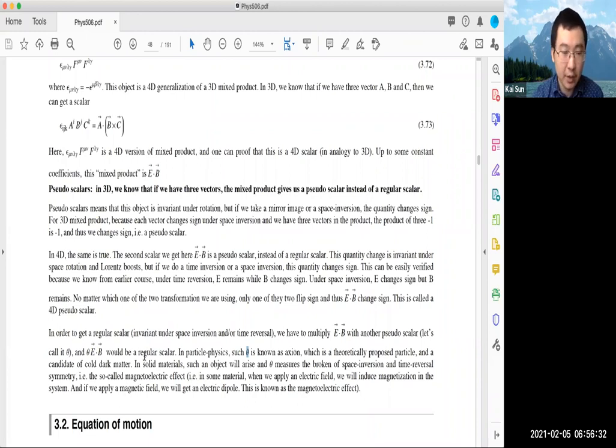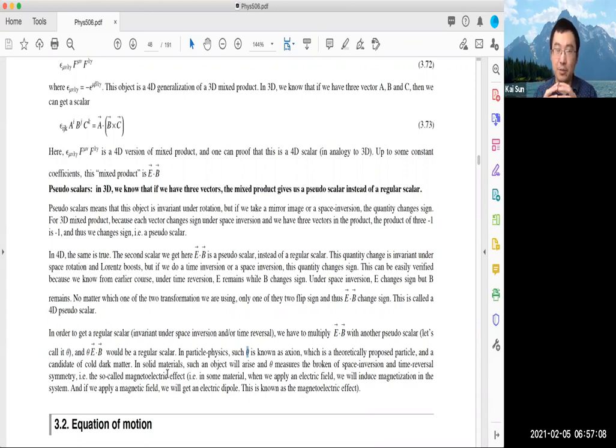And in condensed matter physics, this object theta measures how strongly the system breaks the time reversal and the space inversion symmetry in my material, and it gives the so-called magnetoelectric effect. Magnetoelectric effect means that in some materials, if I apply an electric field, it will generate magnetization. If I apply a magnetic field, it will generate electric dipole.